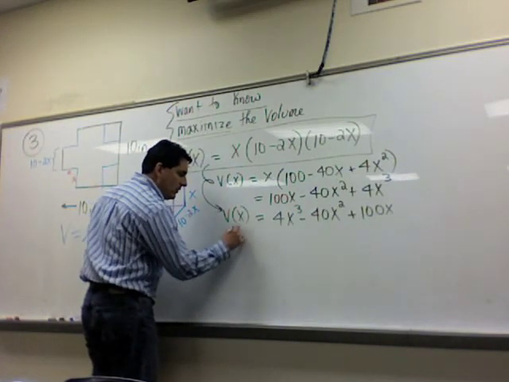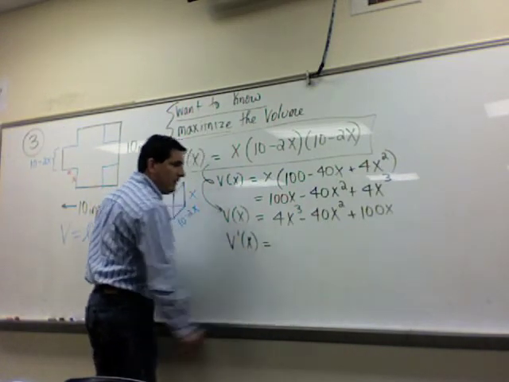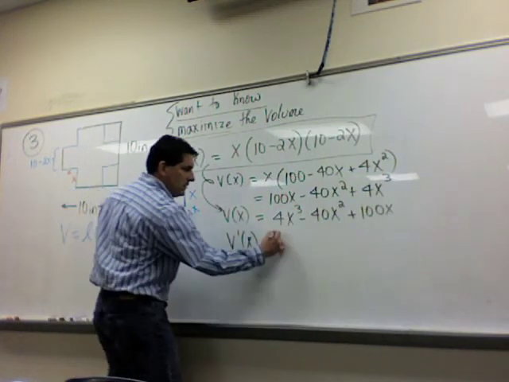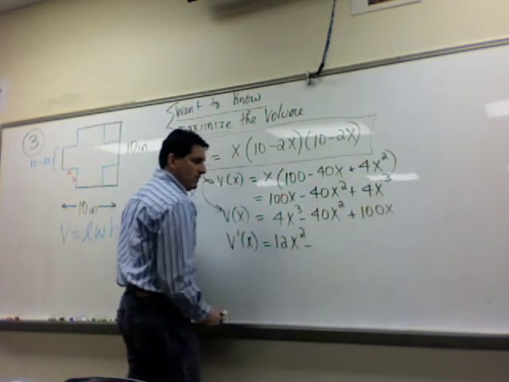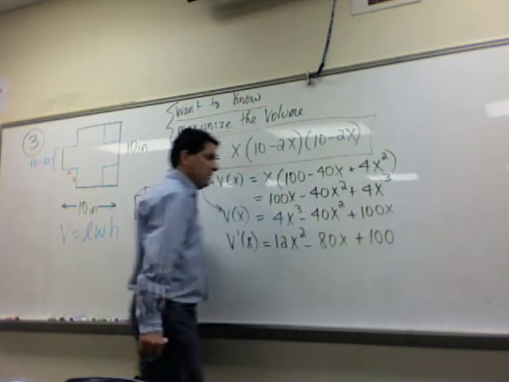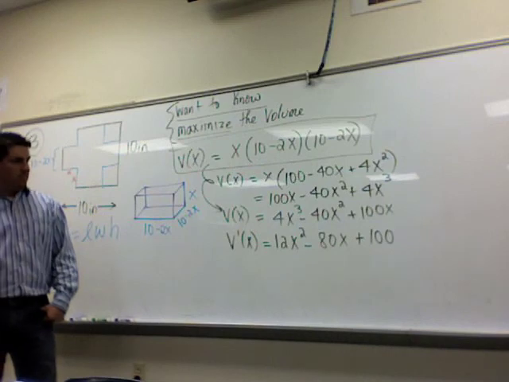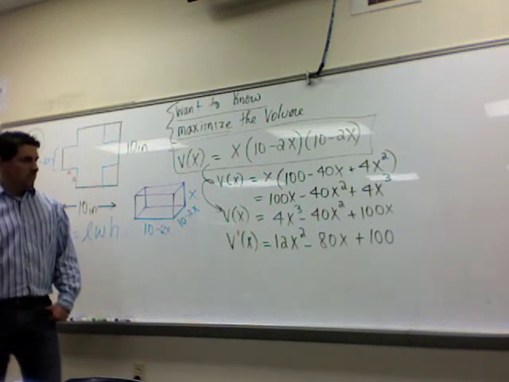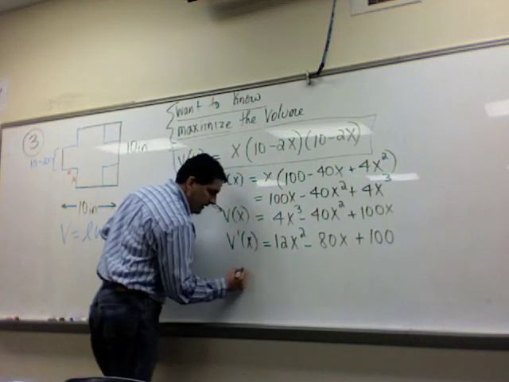All right, so what's the derivative? 12x squared minus 80x plus 100. Good. Set it equal to 0.